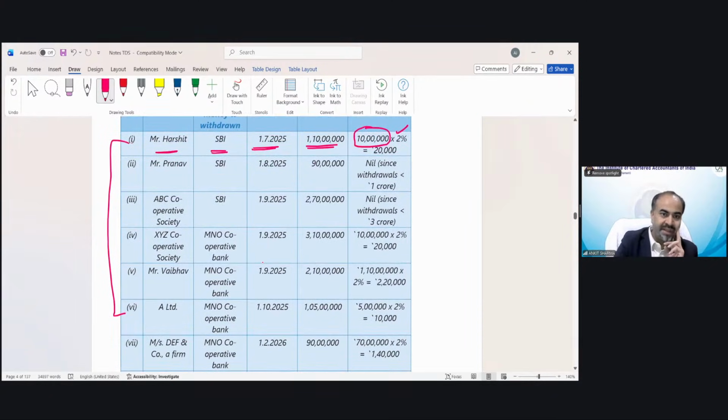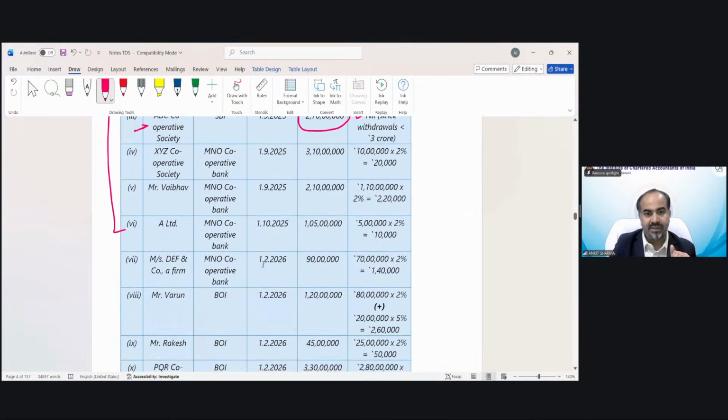Okay, now let's take the third example of a cooperative society. So the society is withdrawing and the amount is 2 crore 70 lakhs. So the normal case is there up to 3 crore, no TDS in case of a society. So yes, there would not be any TDS.